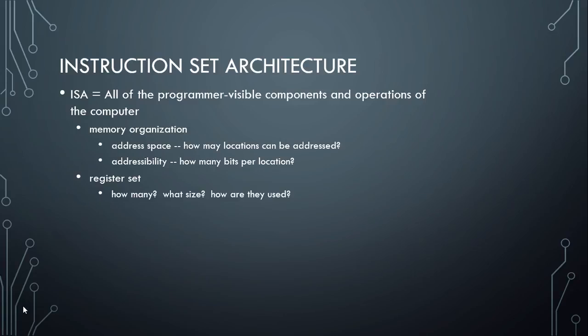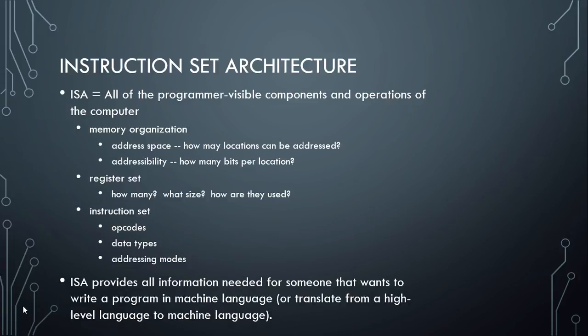Register sets, how many are there? What size are they? How are they used? So all these different things. And of course, lastly, the actual instruction sets themselves, which are comprised of opcodes, data types, and addressing modes. Now, the ISA provides all information needed for someone that wants to write a program in machine language or translate it from a high-level language such as C++, C#, or Java to machine language.